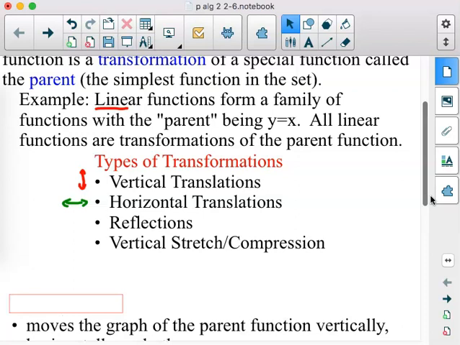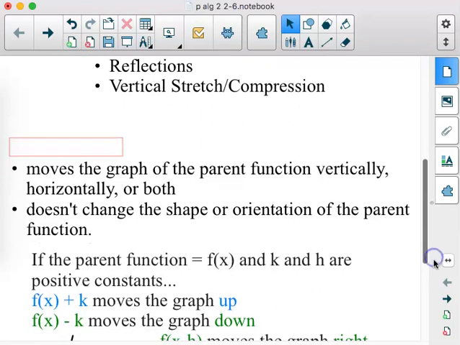And then we have a vertical stretch or compression. And what I need you to think of when you think vertical stretch or compression is making the function out of a rubber band. And if you hold it at the top and the bottom and you stretch it out, you're doing a vertical stretch. And if you take that rubber band and you squish it down, then you're doing a vertical compression. But what we want to learn is what types of numbers do these things.